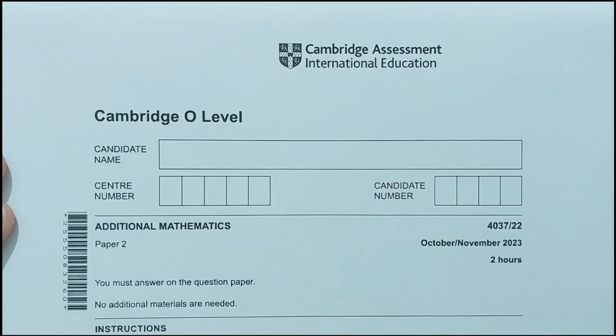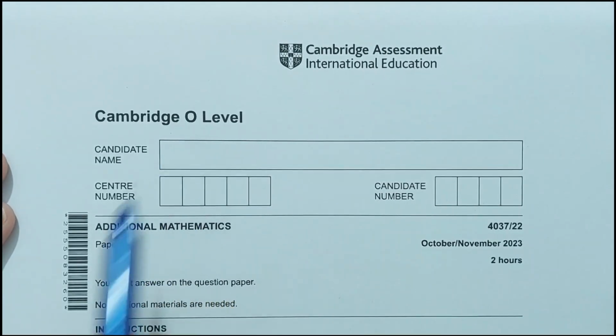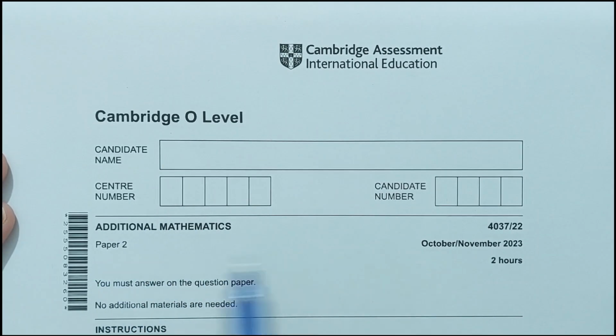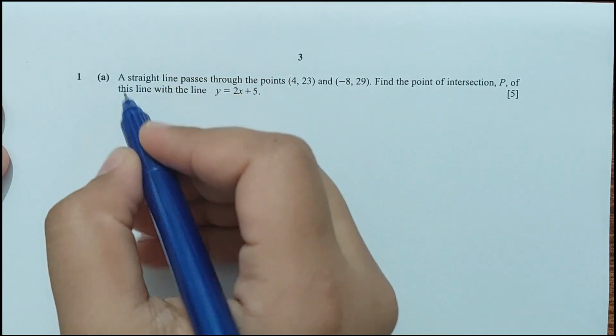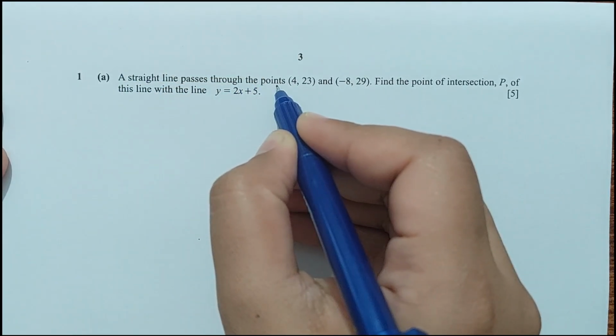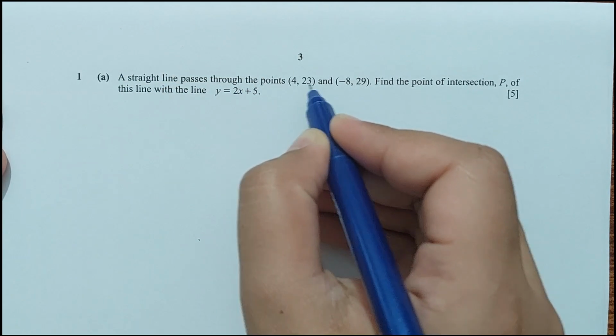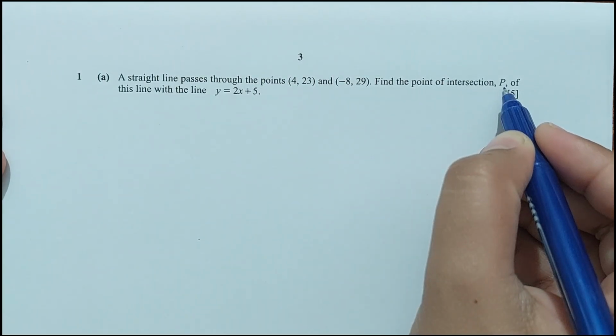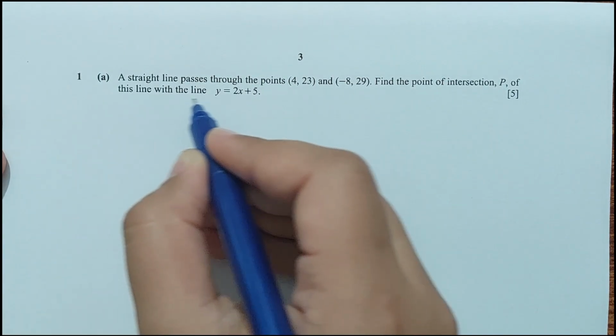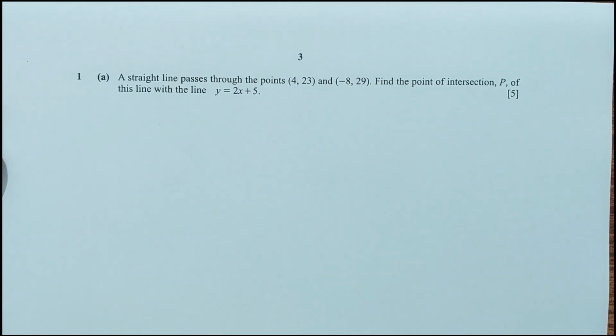Hi everyone, in this video I am going to solve O-Levels Additional Mathematics Paper 2, October-November 2023 session, Paper 2-2. So let's start with the first question. Question number 1, part A. A straight line passes through the points (4, 23) and (-8, 29). Find the point of intersection P of this line with the line y equals 2x plus 5.